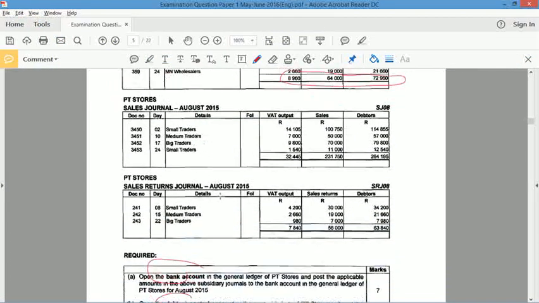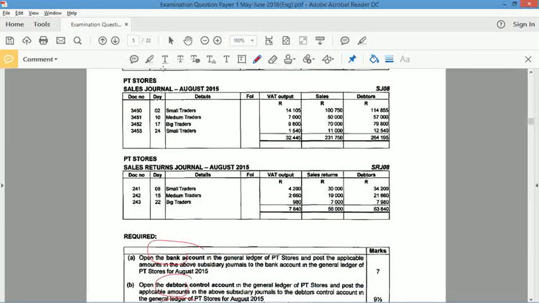Okay, next bit, sales journal. Alright, so now we need to think about what happens here. Well, if I'm selling goods, I'm going to sell goods on credit to my debtors. Debtors is going to go up, so in debtors you'll be debiting the debtors.